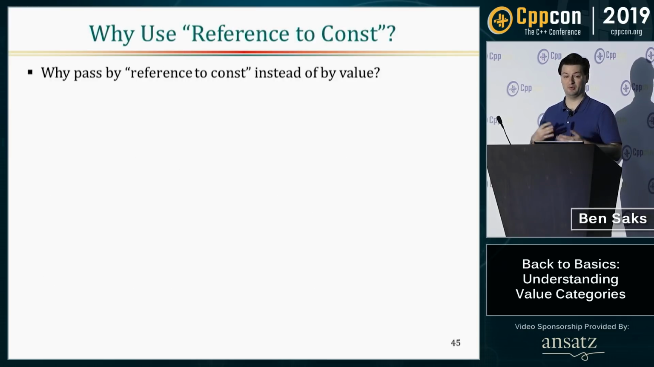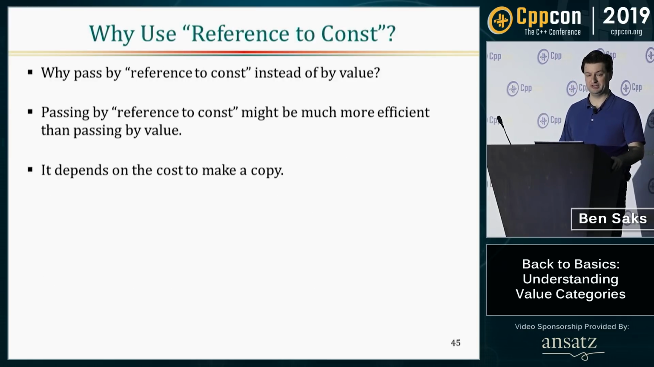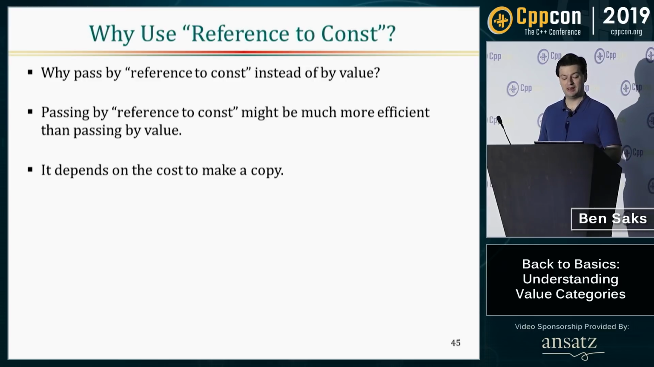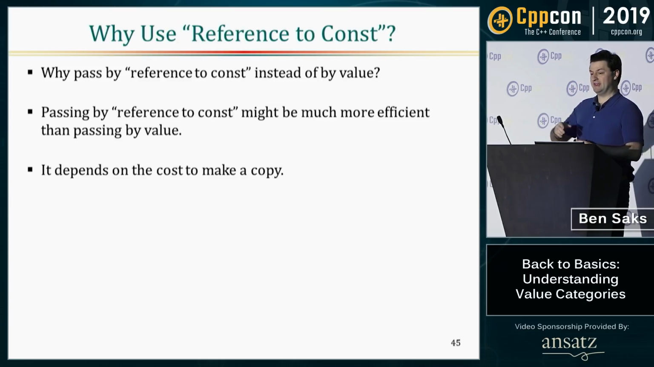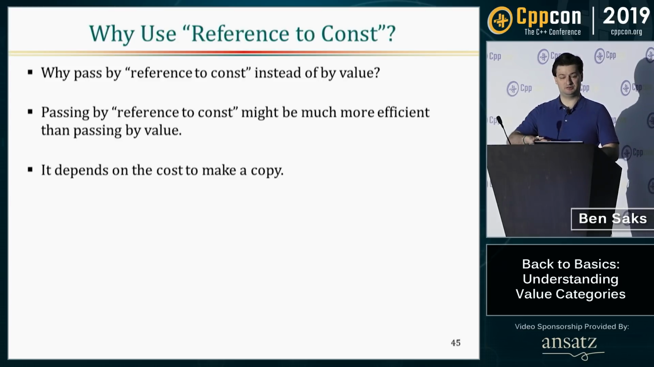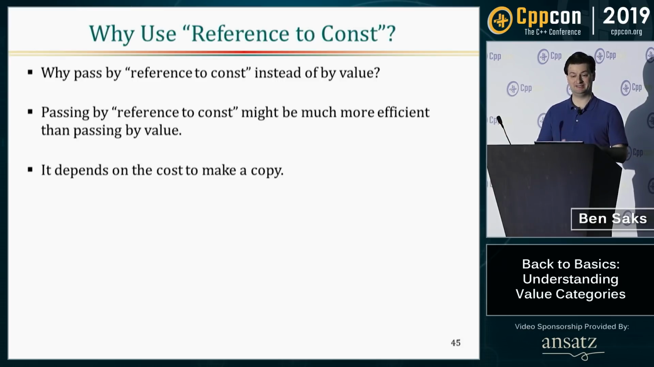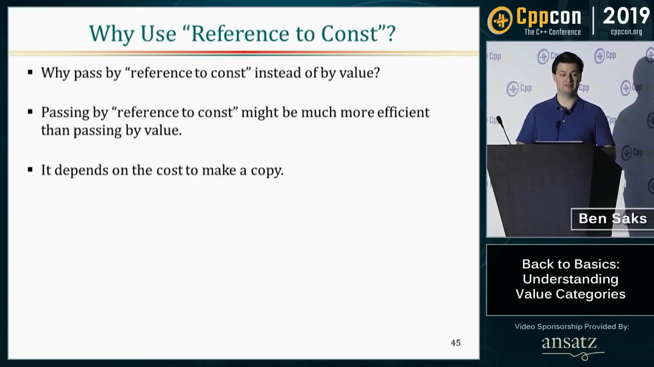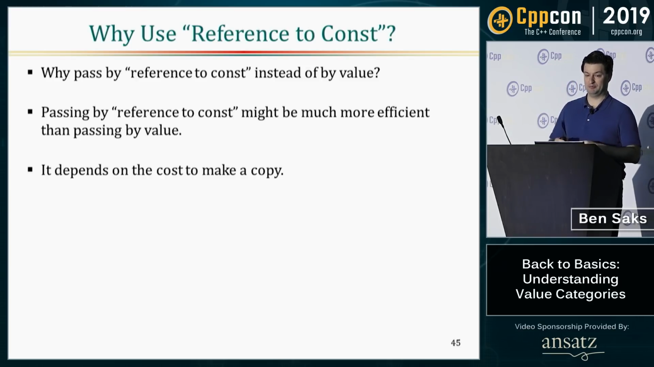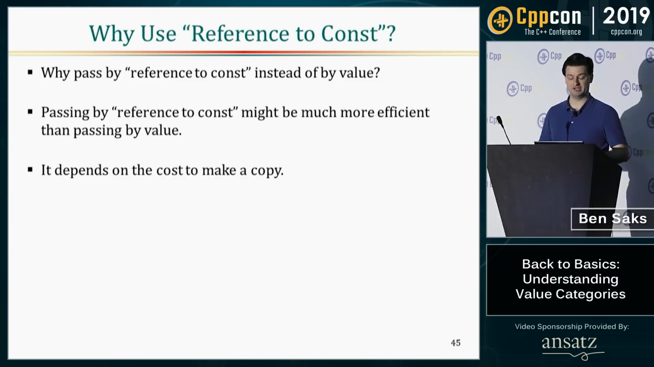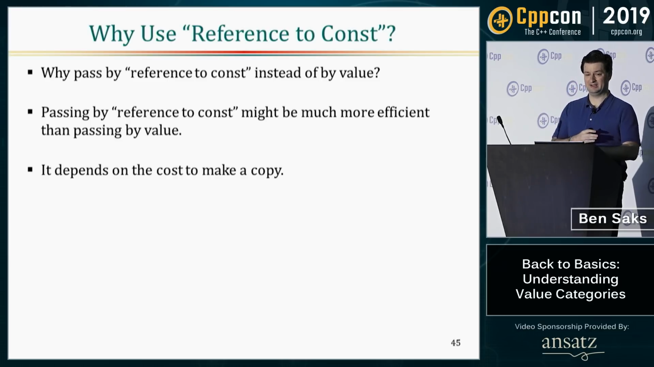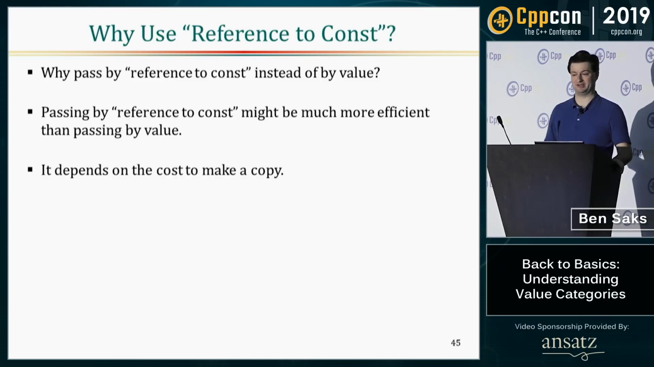So why would I want to do these things, pass by reference to const instead of pass by value? Passing by reference to const might be more efficient. Making a copy of a value is required when you pass by value. If you're talking about a class type that's very large, that copy could be a very expensive thing to do, whereas binding a reference to something is very cheap. The cost doesn't go up as the object gets bigger.